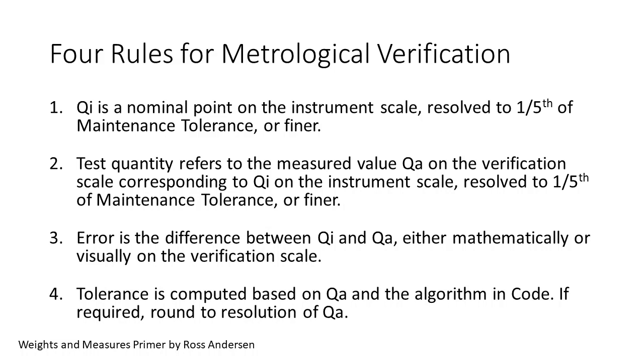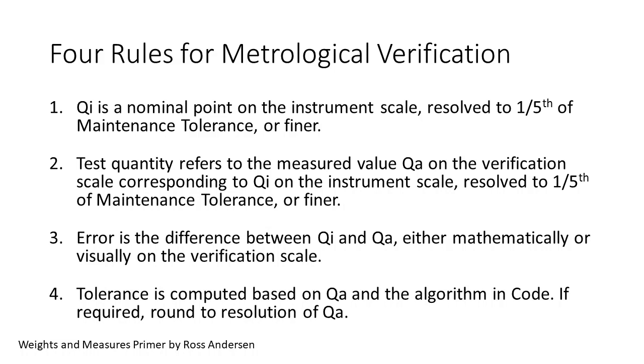Based on everything thus far, I've derived 4 rules for metrological verification. 1. The indicated value, QI, refers to a value on the instrument scale used in a test. QI must be an analog point or a digital value resolved to at least 1/5 of the maintenance tolerance. 2. The test quantity is always referring to the actual quantity QA on the verification scale corresponding to QI on the instrument scale. QA must be an analog point or a digital value resolved to at least 1/5 of the maintenance tolerance. 3. Error is the difference between QI and QA, either mathematically or visually on the verification scale. The resulting error is resolved to at least 1/5 of the maintenance tolerance because of rules 1 and 2. And 4. Tolerance is computed using the actual quantity QA and the algorithm prescribed in the legal code. If rounded, it is rounded to the resolution of QA in step 2.